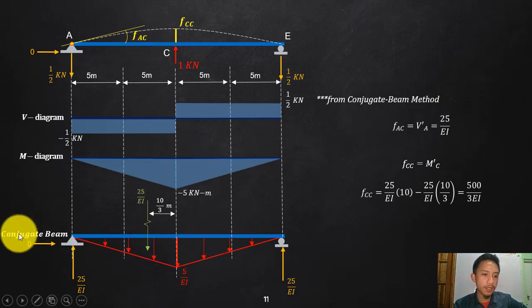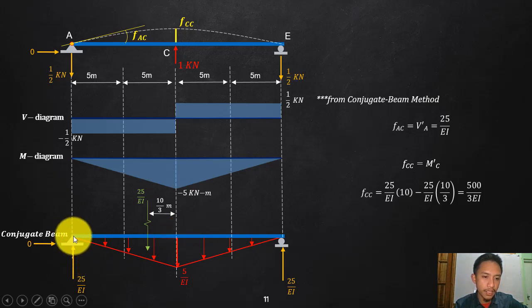That is the loading of my conjugate beam. The same reaction since those are simple external supports. So let's start with the reactions. Again, these are just triangles. You need to get symmetrical, so get the total divided by 2. You will have 25 over EI each. And then get the shear at this point and then get the moment at that point.